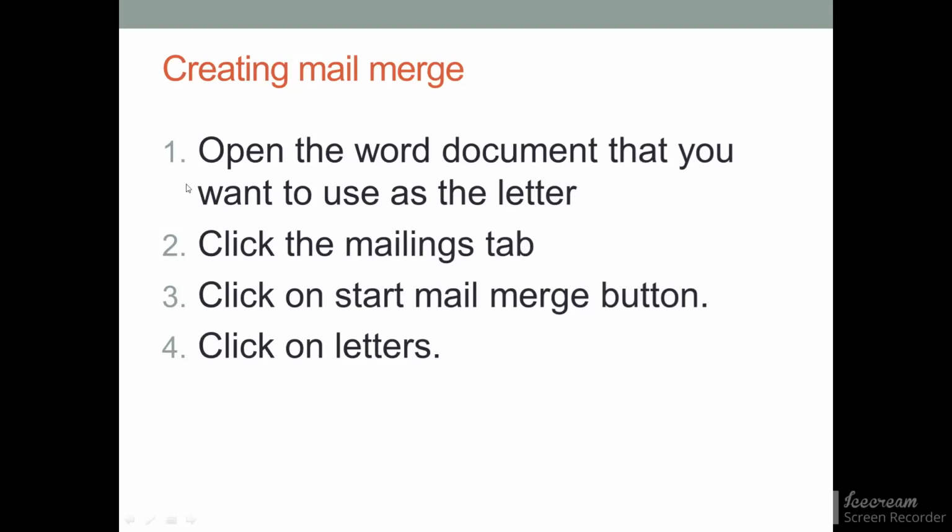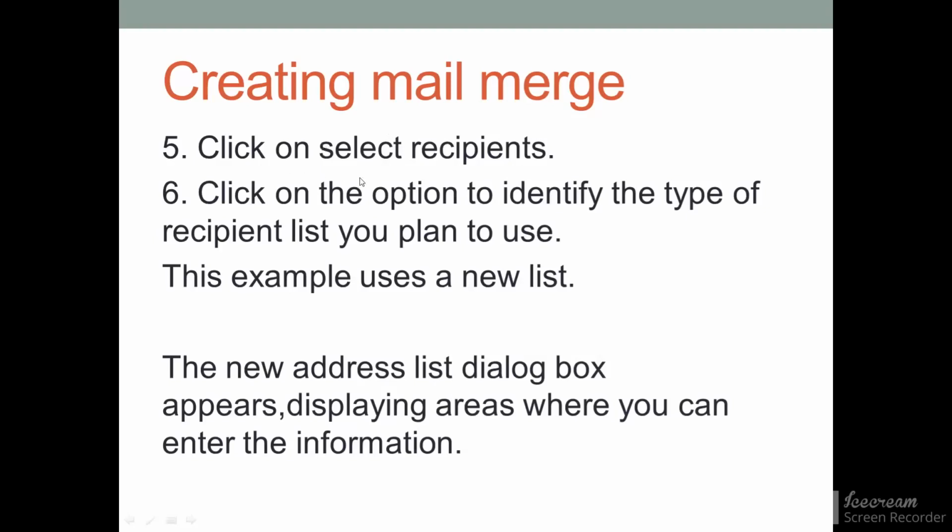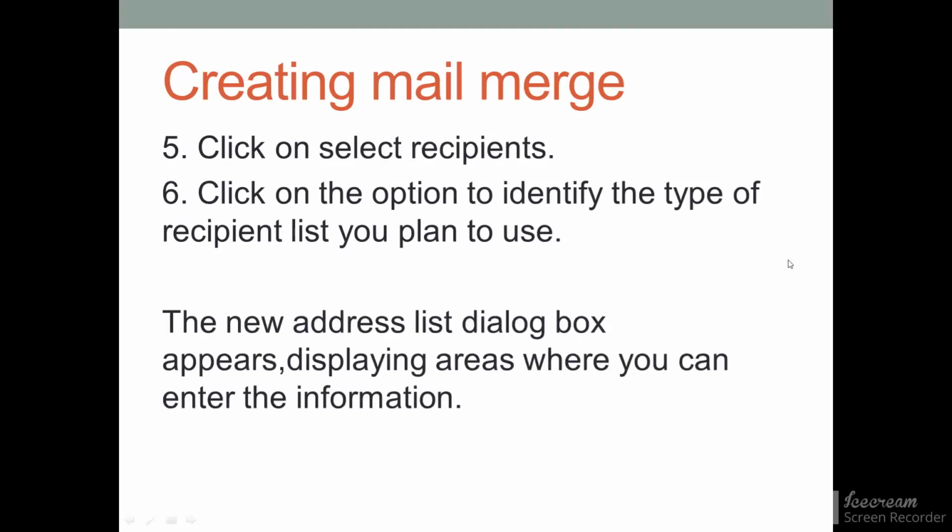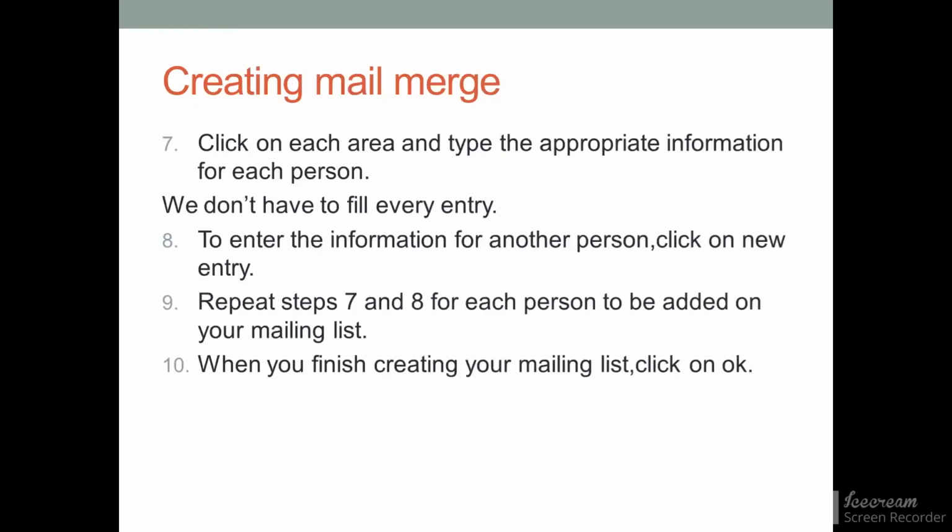Now the first step is open the Word document that you want to use as a letter. First you open the Word document, okay? Click the Mailings tab, then click on the Start Mail Merge button, then click on Letters. After that, click on Select Recipients. Then click on the option to identify the type of recipient list you plan to use. The New Address List dialog box appears, displaying areas where you can enter the information.